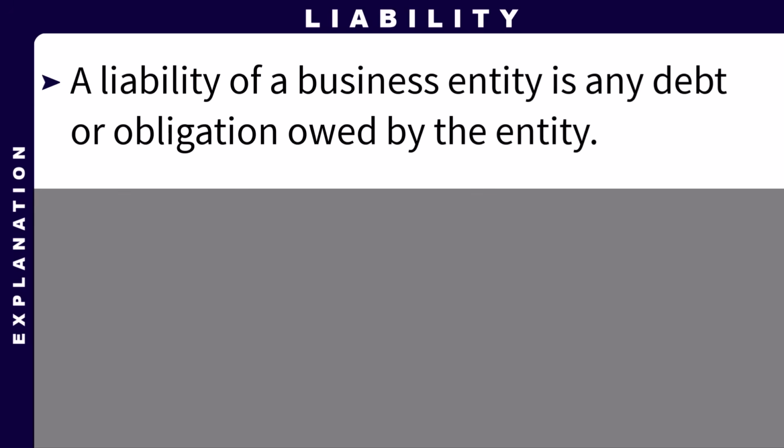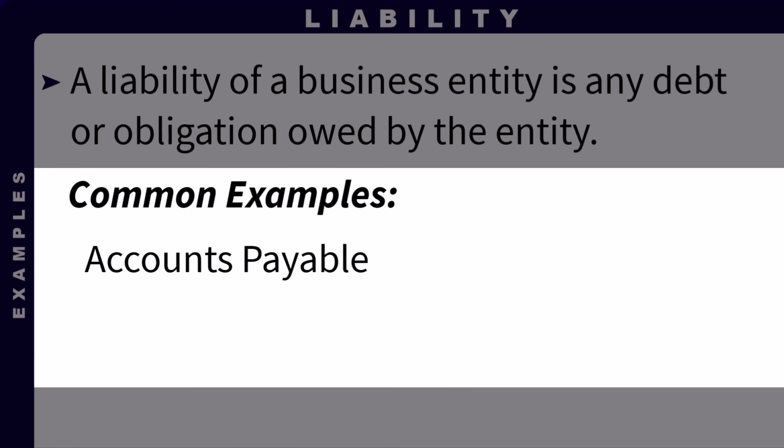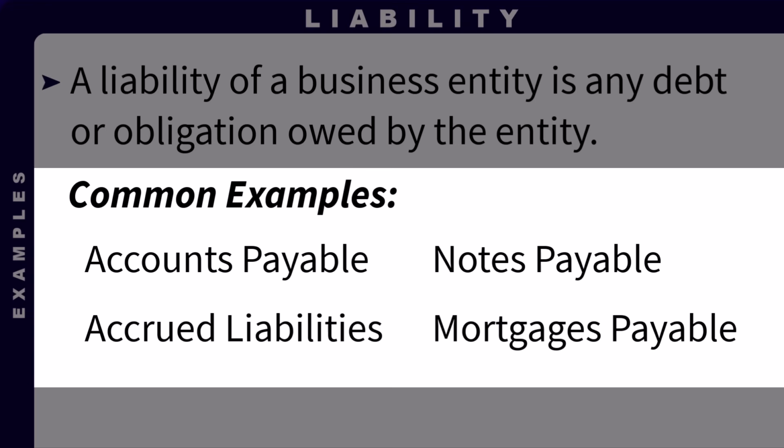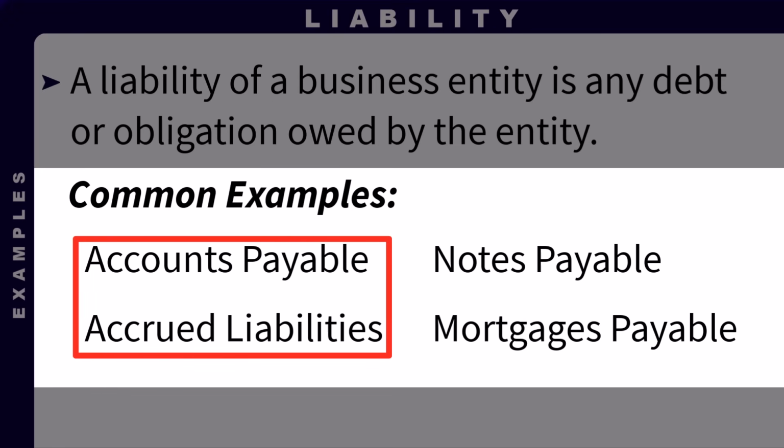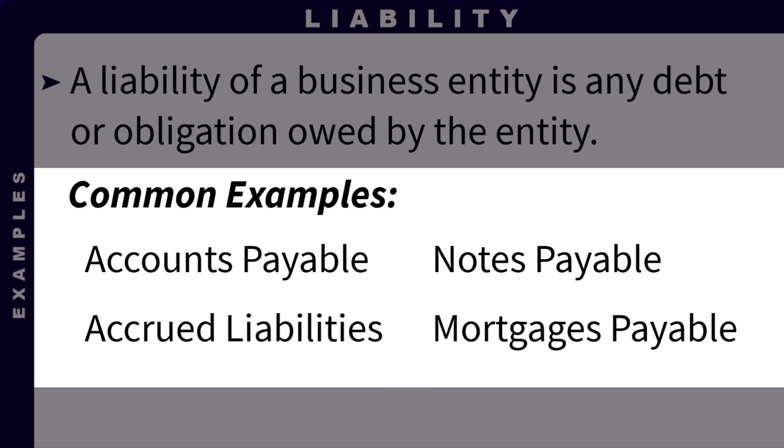There are different types of liabilities based on their nature. Common liability examples are accounts payable, accrued liabilities, notes payable, mortgage payable. A couple of these are straightforward and easy to understand. The others, especially accounts payable and accrued liabilities, may not be readily clear if you are relatively new to accounting. So, let's briefly look at what accounts payable and accrued liabilities are.